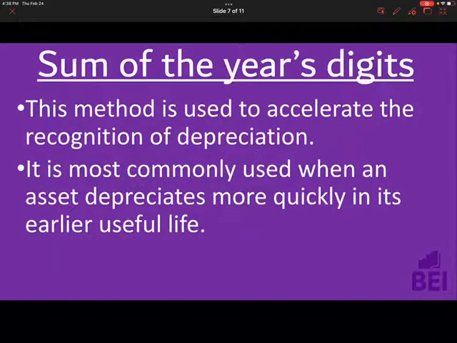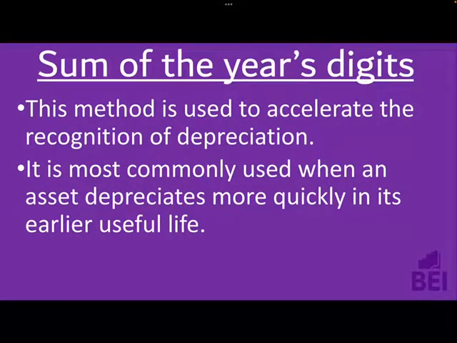So now we'll be talking about the sum of the year's digits method. This method is used to accelerate the recognition of depreciation. It is most commonly used when an asset depreciates more quickly in its earlier useful life.